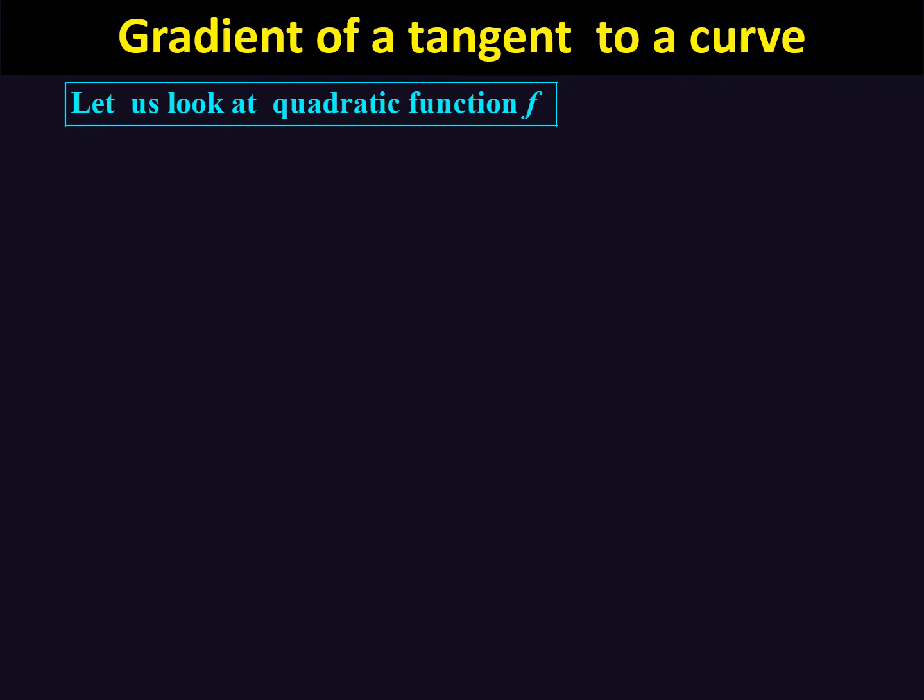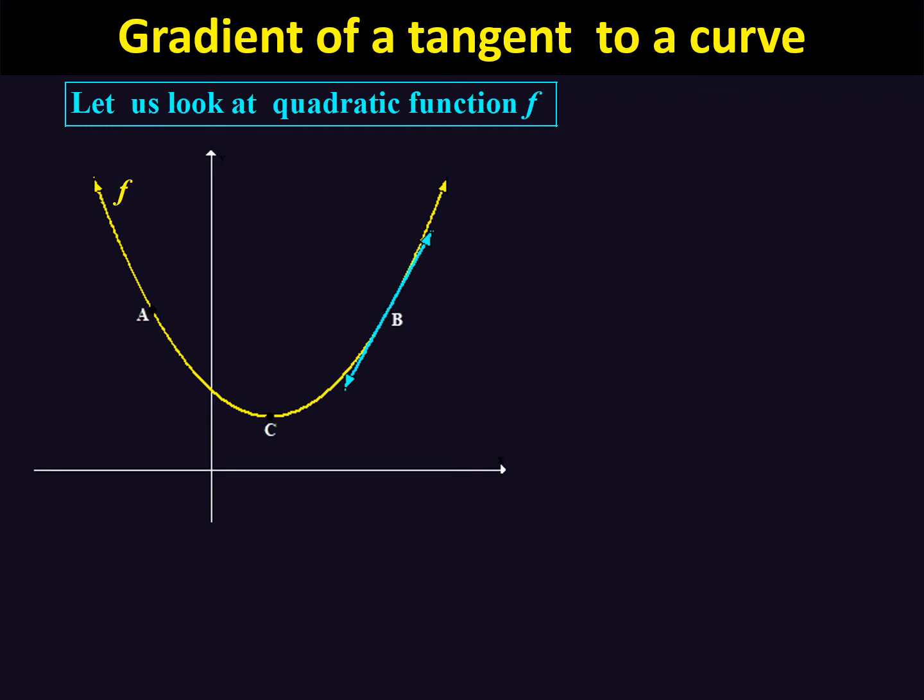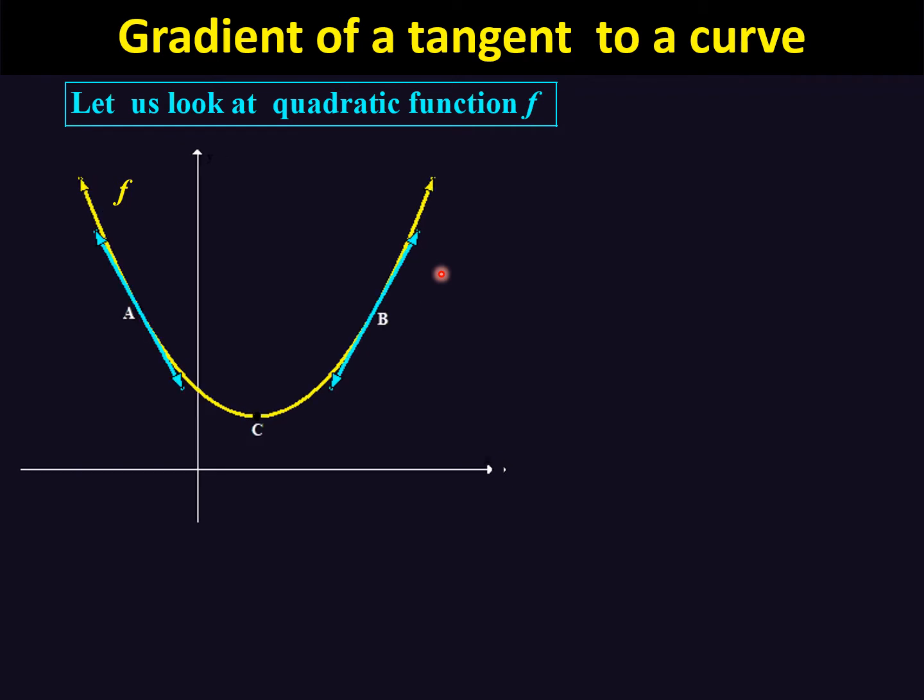The gradient of a tangent to a curve. Let's start off with a quadratic function. There we have a quadratic function, and I have 3 points on it: A, C, and B. If I look at B, I have a tangent there. What is the gradient of that tangent? That's correct, that is a positive gradient. At A there is also a tangent, but the gradient of that tangent is negative. So on the left side we have a negative gradient, and on the right side we have a positive gradient.